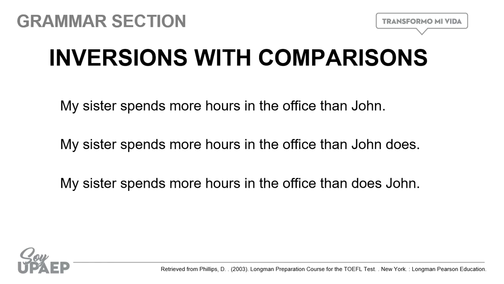Okay, I want you to look at the following sentences. My sister spends more hours in the office than John. My sister spends more hours in the office than John does. My sister spends more hours in the office than does John. If you notice, in all the sentences we have a comparative: spends more hours in the office than. Okay, so that is a comparative structure. Now, I would like you to analyze these three sentences and tell me which of these sentences is incorrect.